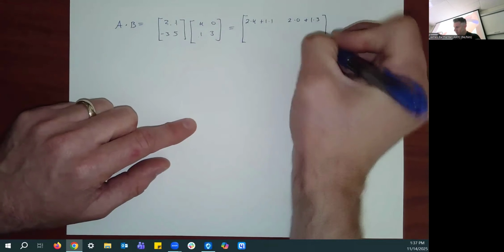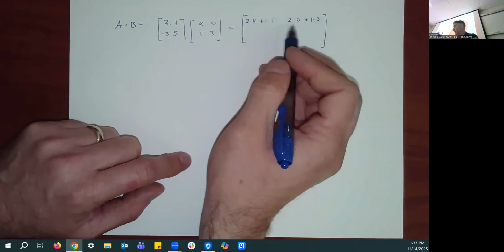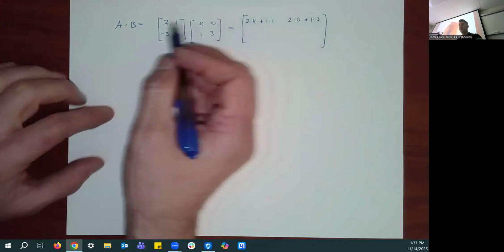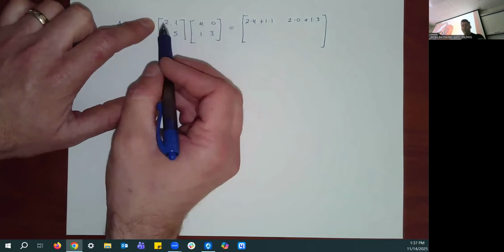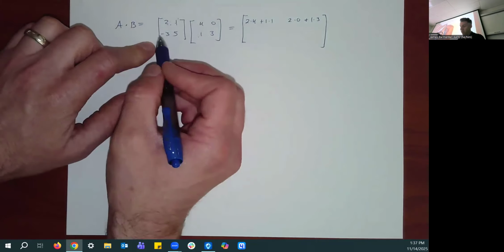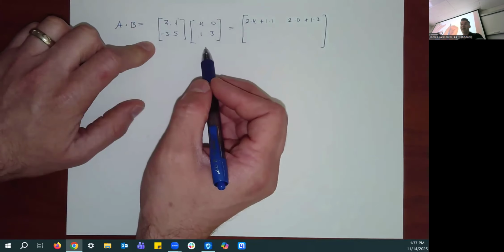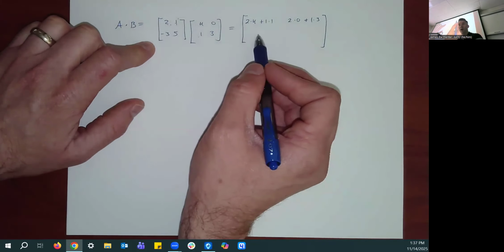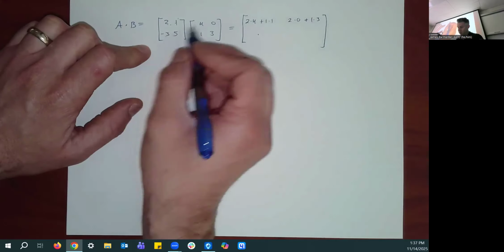Make sure you leave yourself enough space between these two things so you don't think they're going together. And then I've exhausted all the columns with the first row, so then I drop down to the next row. I say, okay, now I'm using the second row with the first column. That's going to end up in the second row and first column. And so it's going to be -3 times 4 plus 5 times 1.